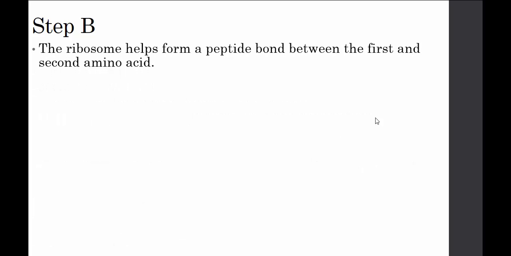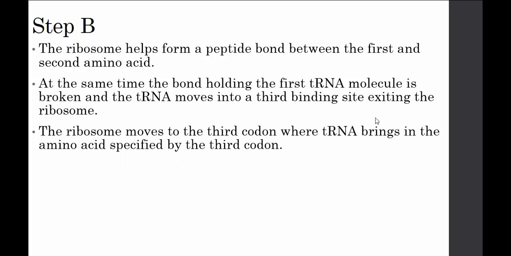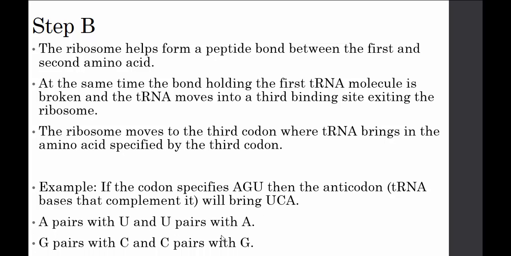So step B. The ribosome helps form a peptide bond between the first and second amino acid. At the same time, the bond holding the first tRNA molecule is broken, and the tRNA moves into a third binding site, exiting the ribosome. The ribosome moves to the third codon, where tRNA brings in the amino acid specified by the third codon. So if the codon specifies AGU, then the anti-codon, the tRNA bases that complement it, will bring UCA. So just a reminder, A pairs with U, U pairs with A, G pairs with C, and C pairs with G.